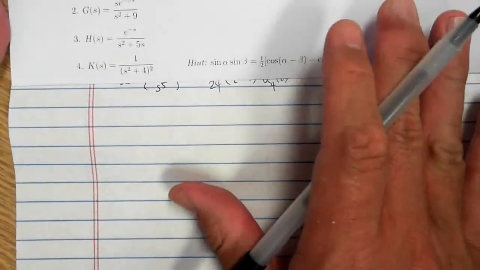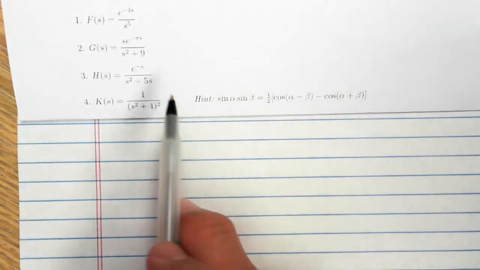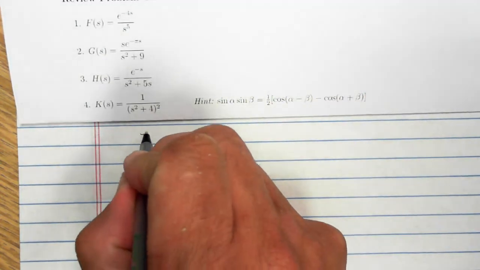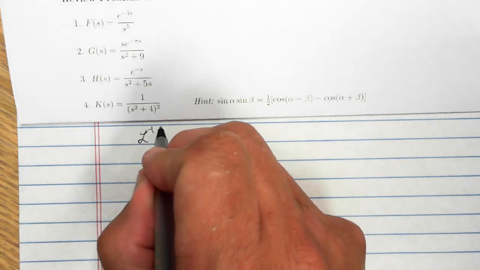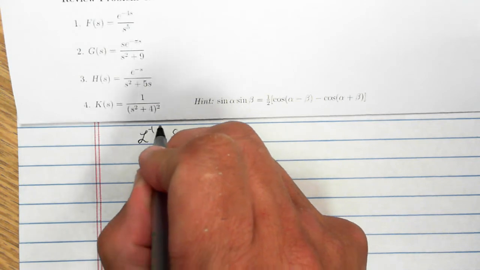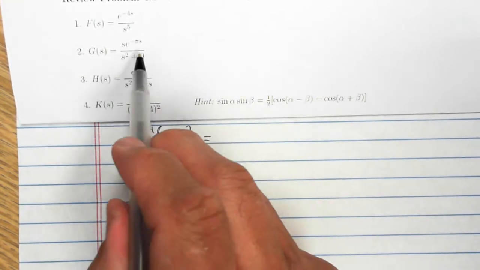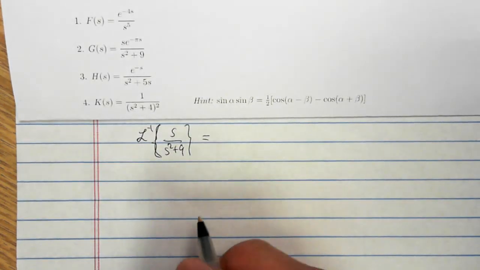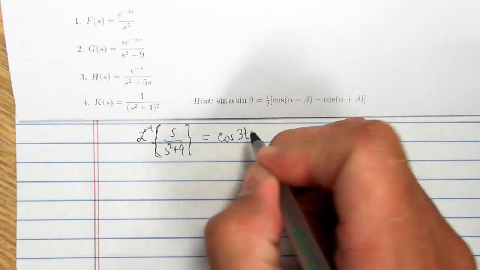Okay, next let's take a look at the function G, s times this exponential over s squared plus 9. To do this, first again, let me take a look at the inverse Laplace transform of s over s squared plus 9, where I again drop the exponential in the numerator. Now from the table, I know that this is cosine 3t.